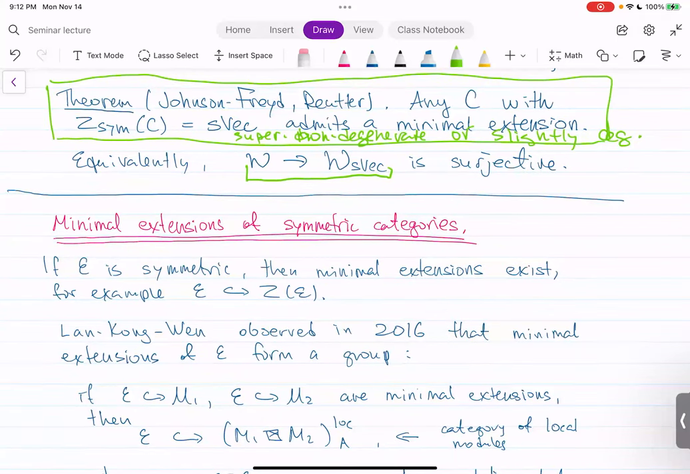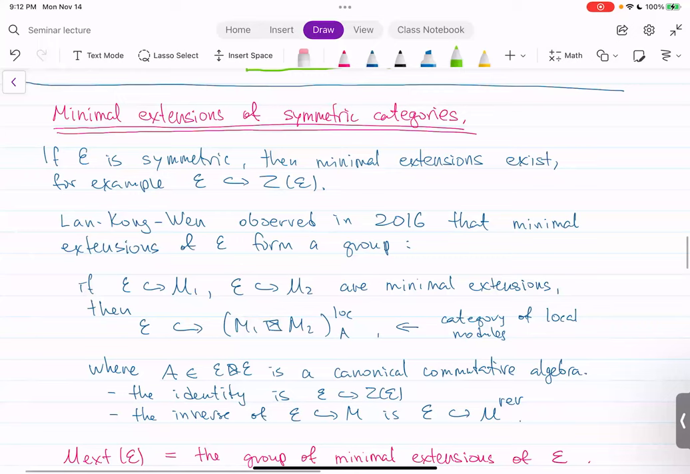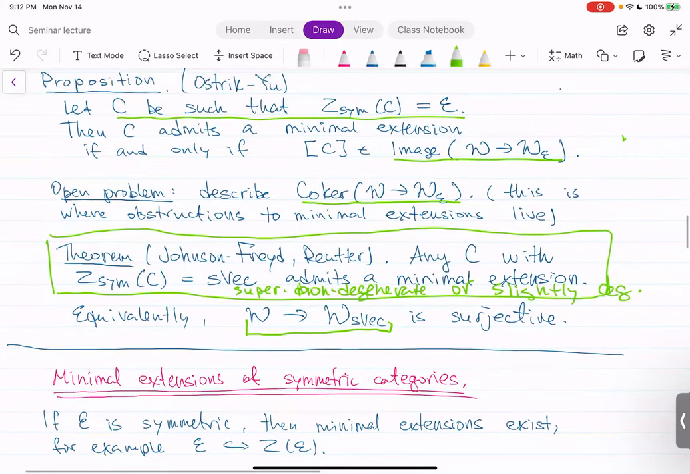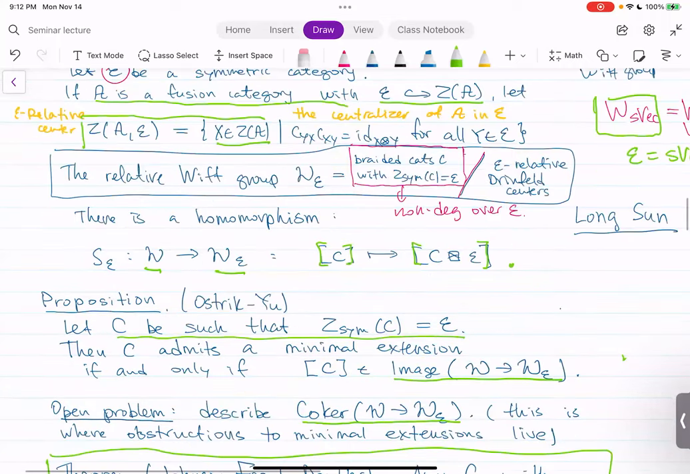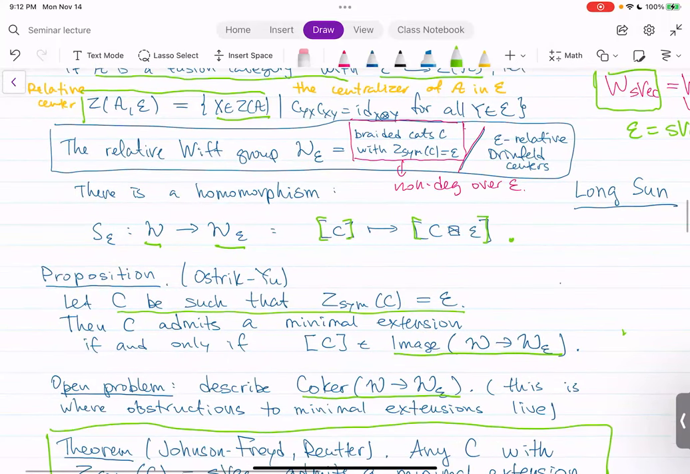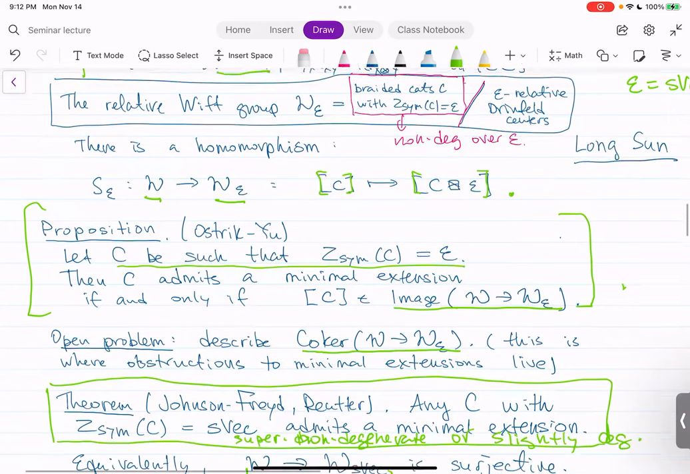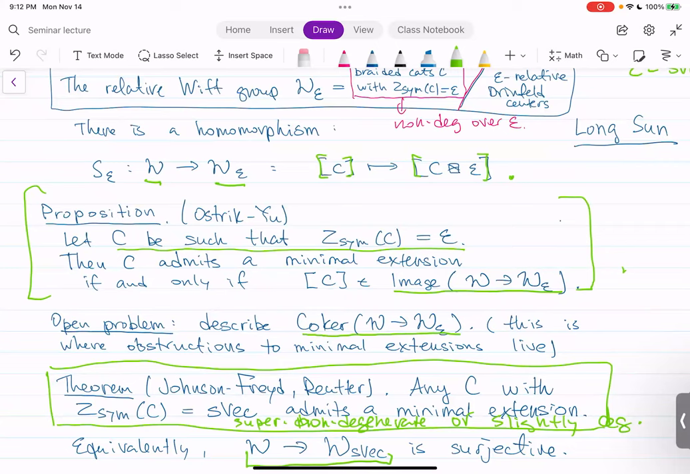Okay, so this is how things stand with arbitrary braided categories. Dmitri, can you go a little upward? I want to see the Ostrik and Yu result. It says in the image that this is for arbitrary. Okay, yes, this is for arbitrary. Absolutely right. And Johnson-Freyd is for what? Okay, all right. These are very different results.